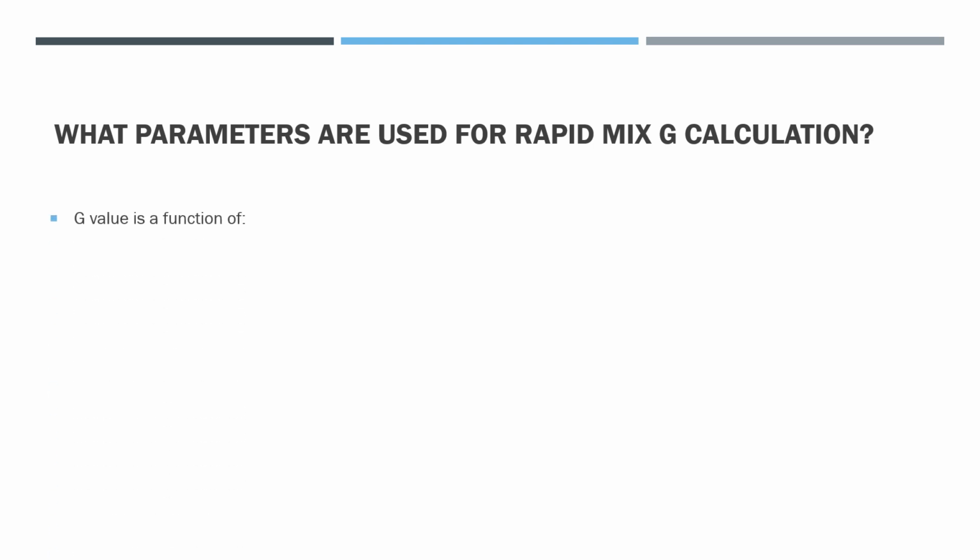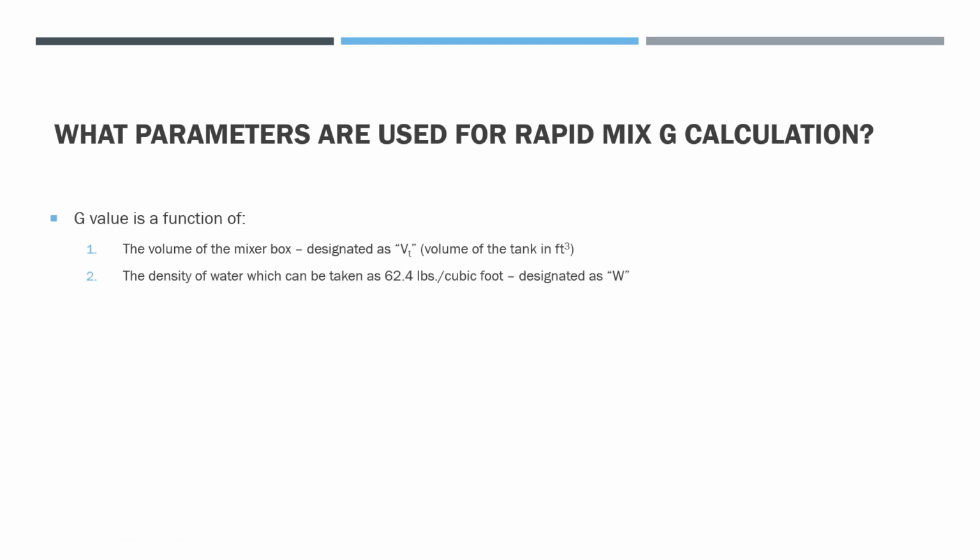So what parameters do we need to know about when we want to calculate a G value for a rapid mixer? Well, we look at the G value formula and we see that it's a function of several different things. Number one, it would be the volume of the mixer box, which we're going to designate as V sub T, or the volume of the tank, and that's going to be in cubic feet. We need to know the density of the water, which can be taken as 62.4 pounds per cubic foot. We're going to designate that as W in our formula.